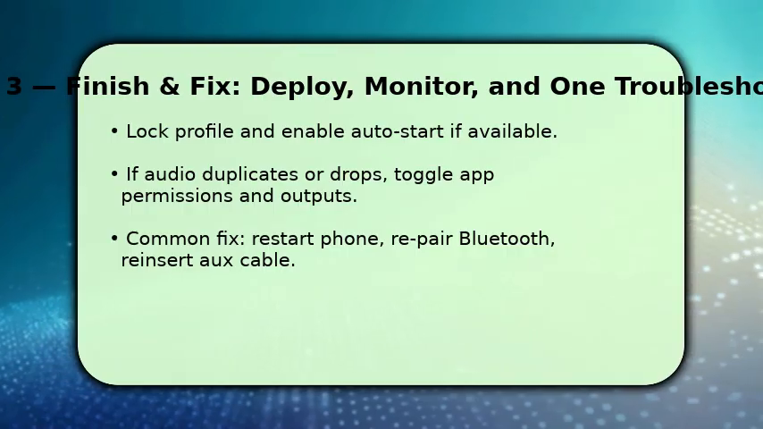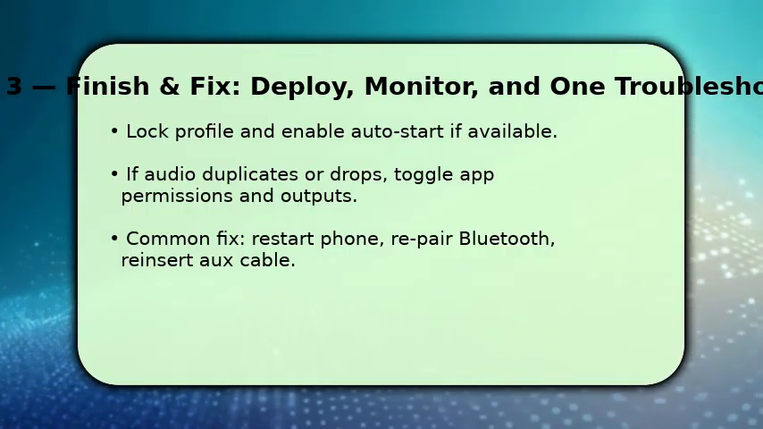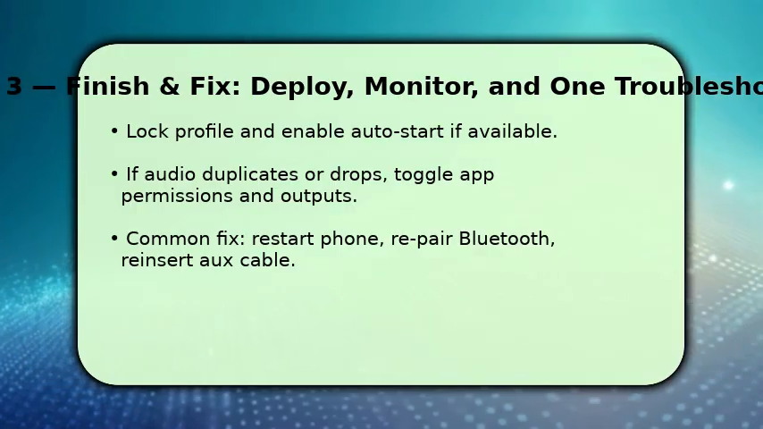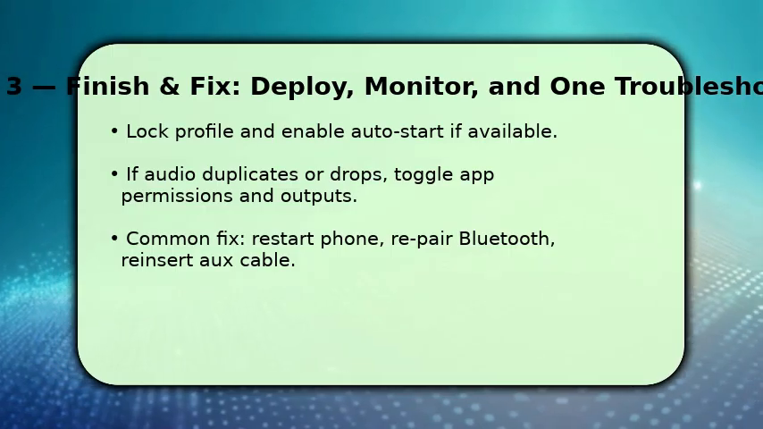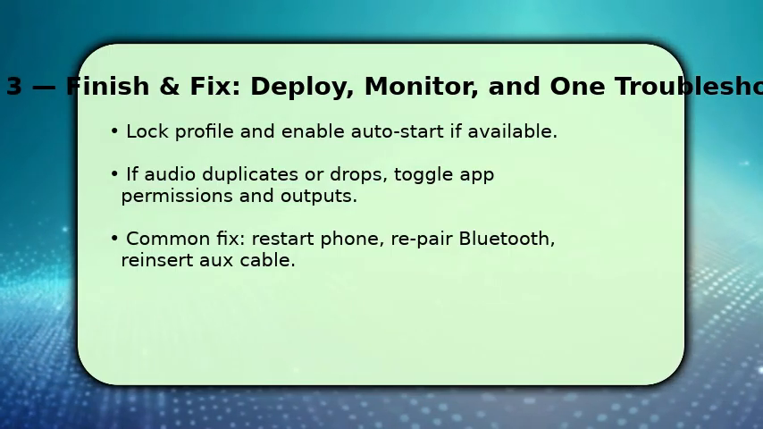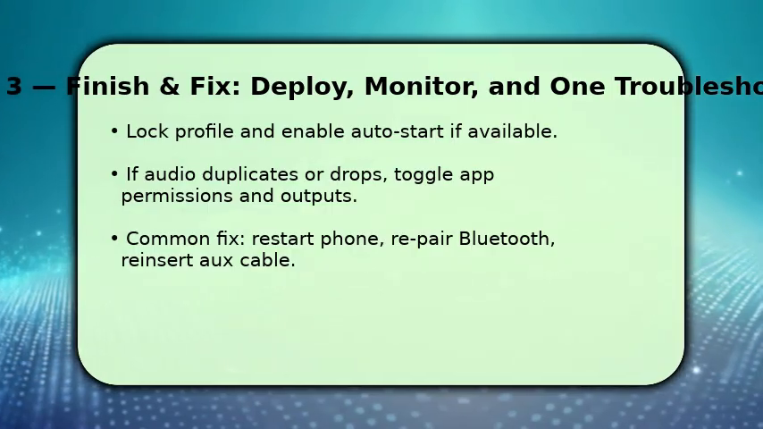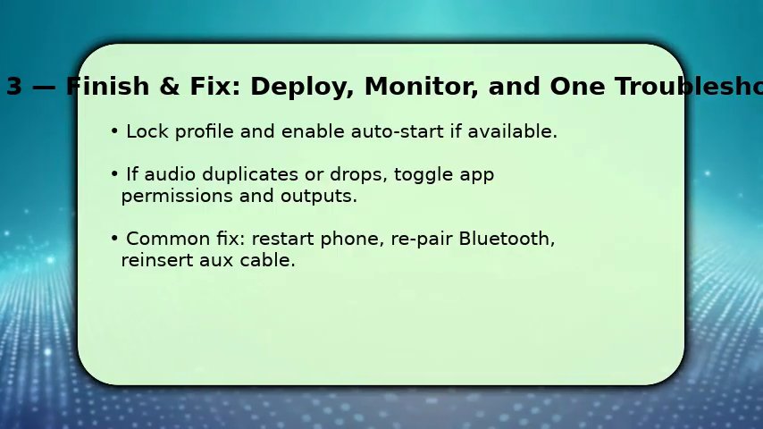If you hear duplicate sound or no audio on one path, first toggle the app's permissions and reassign outputs, because Android can reset routes. If problems persist, restart the phone, repair the Bluetooth device, and reinsert the AUX cable. This clears driver glitches and often restores the intended routing.